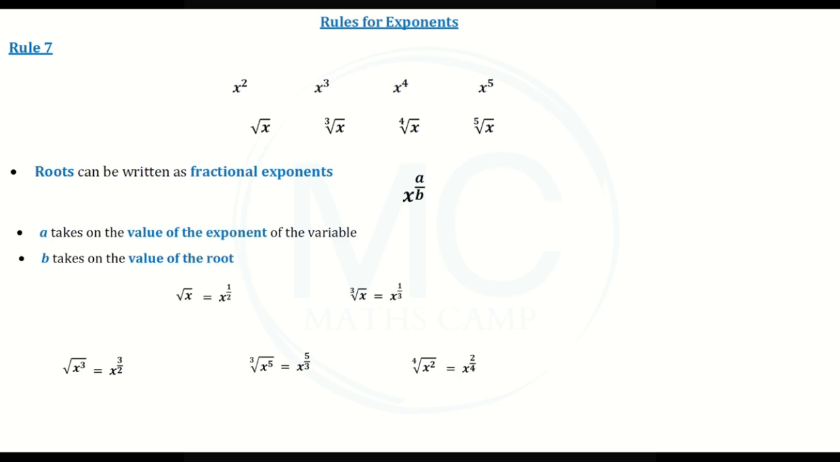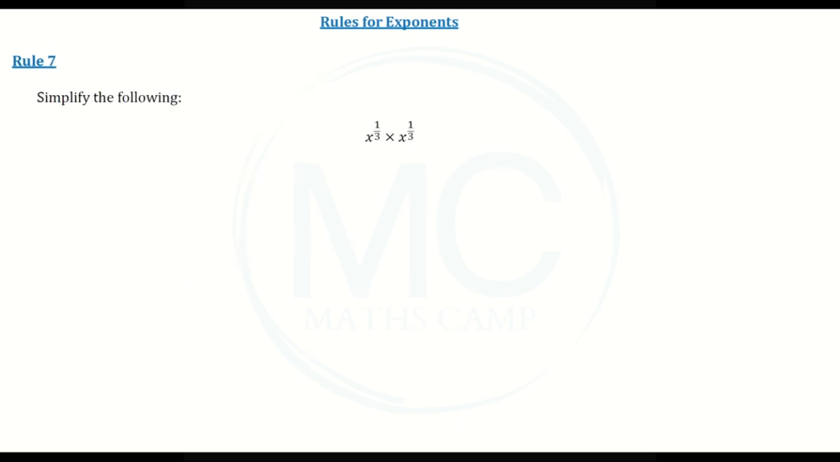Let's look at some examples of how we go about working with fractional exponents. Rule 3 tells us that when multiplying variables with exponents, we can add the exponents together as long as the bases are the same. Here our base is x, and here our base is x. So we can say x to the power of 1 over 3 plus 1 over 3. These are common fractions. 1 over 3 plus 1 over 3 is 2 over 3. So we get x to the power of 2 over 3.